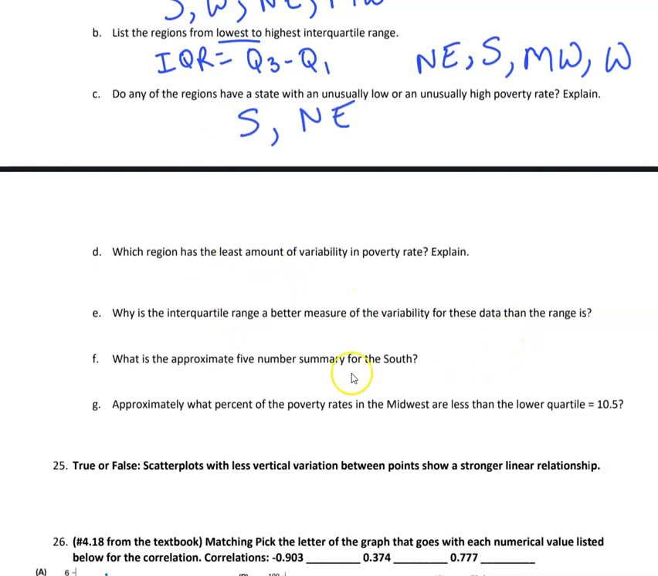D kind of goes along with B, so I'm going to skip that one for now. Same thing with E. Let's look at the 5-number summary. Now the 5-number summary, make sure you remember what that means. That's the minimum, Q1, the median, Q3, and then the max.